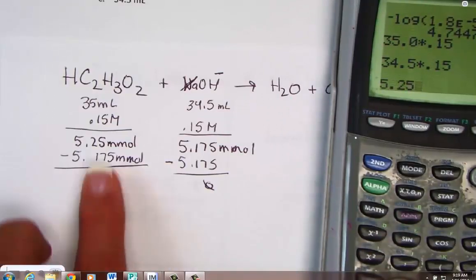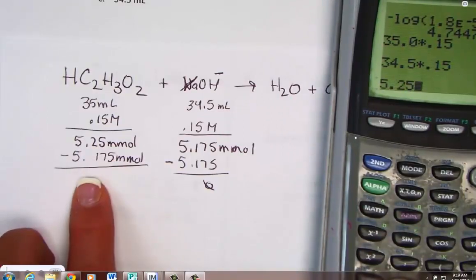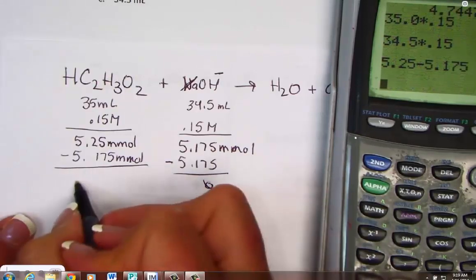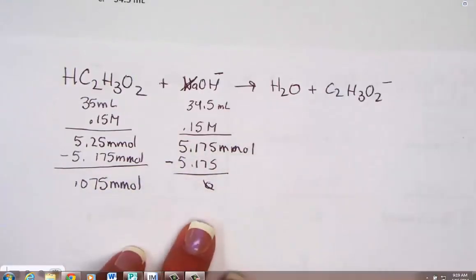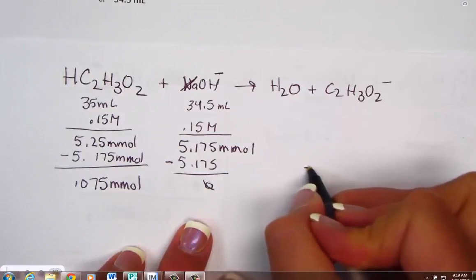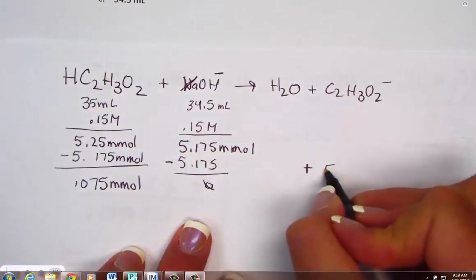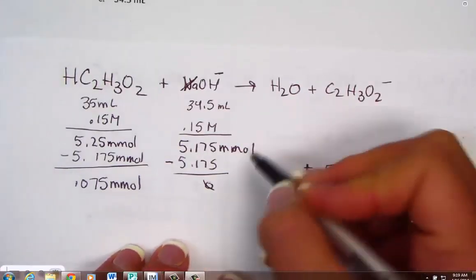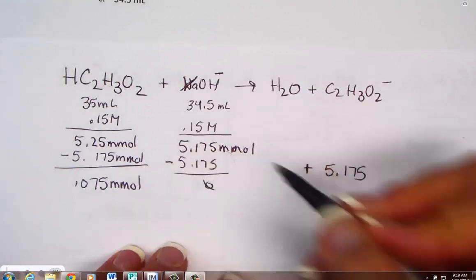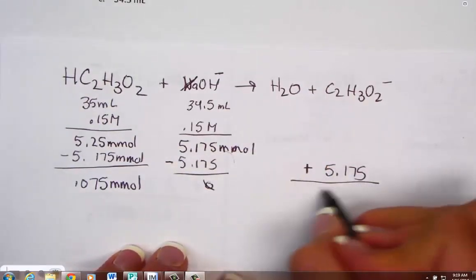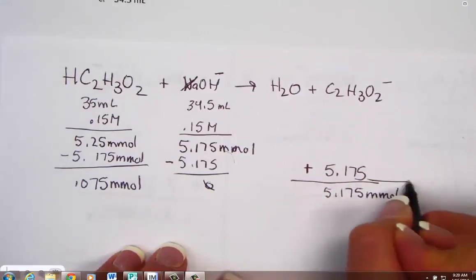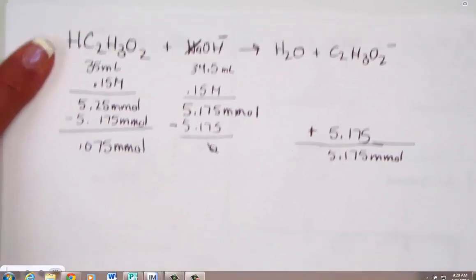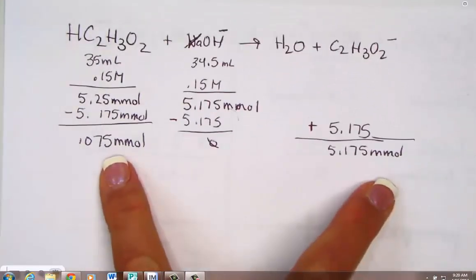How many remain? The difference between 5.25 and 5.175. That's 0.075 millimoles of the acid. How many millimoles of the conjugate base were produced is 5.175. Remember, this determines everything, the limiting reagent. So at equilibrium here, we have 5.175 millimoles of the conjugate base. Both of these influence the pH.